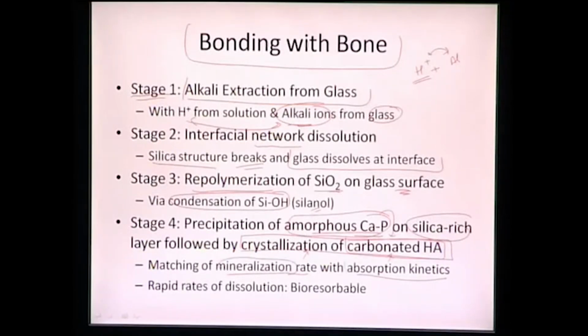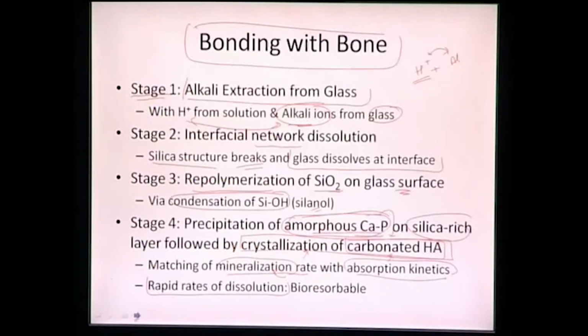So the absorption of this particular phase, or the breaking up of the glass, has to be matched with the mineralization of how carbonated hydroxyapatite is forming on the surface. And if we have a rapid rate of dissolution of glass, obviously we will have higher bioresorption. So overall, we are seeing deterioration of glass on the surface, and that is being matched by the crystallization of carbonated hydroxyapatite on the surface. If dissolution occurs at a much more rapid rate, it will overall damage the structure.